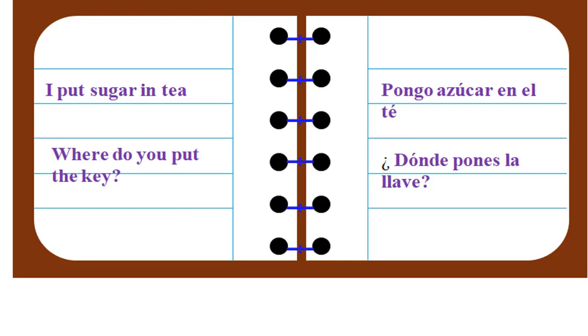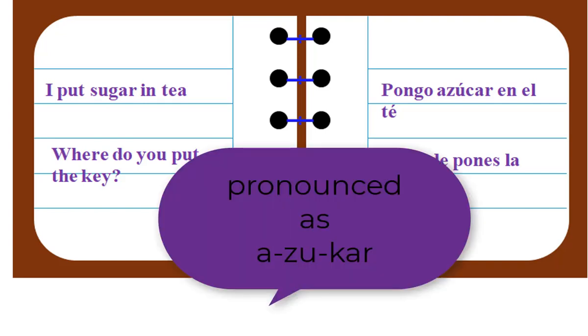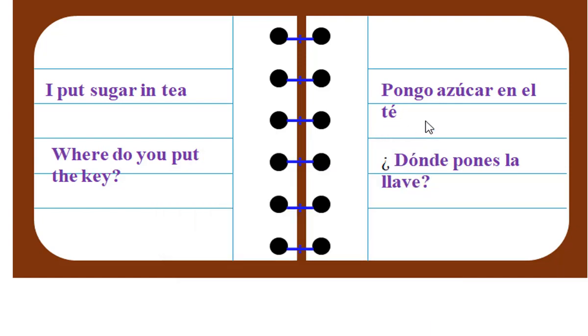Now, a few examples of poner. You want to say, I put sugar in tea. So, I put is pongo. And sugar is azúcar. Tea is té. It's a masculine noun, so we write el before it. Pongo azúcar en el té. I put sugar in tea. Pongo azúcar en el té.